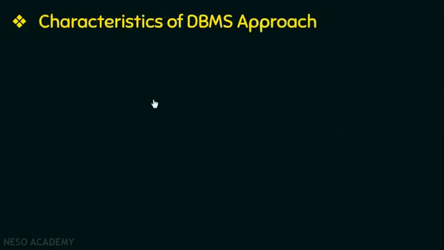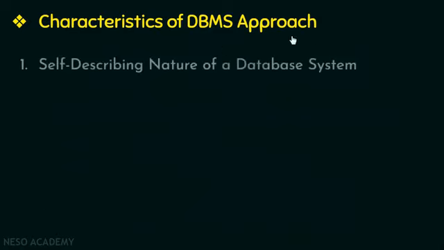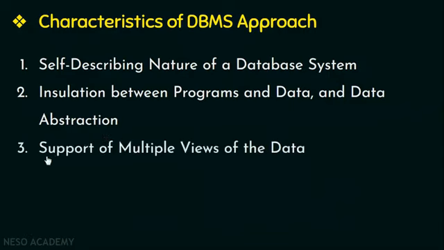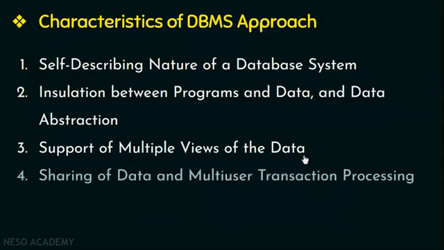Now we are going to discuss the main characteristics of DBMS approach. The first one is self-describing nature of a database system. The second characteristic is insulation between programs and data abstraction. The third characteristic of DBMS approach is support of multiple views of the data. And the last characteristic that we are going to discuss would be sharing of data and multi-user transaction processing. Let us look into each of these in detail.